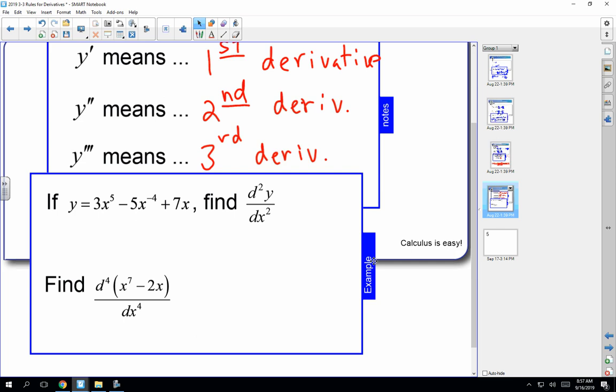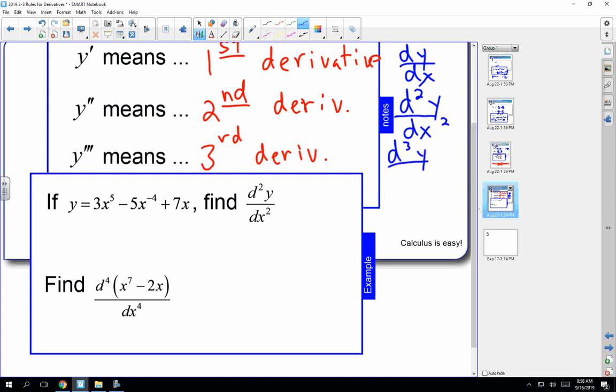Then also, the other symbolism we use, I should put that on here as well. So this, remember, is dy dx. Second derivative would be d2y dx2, and then third derivative would be d3y dx3. So that's the other symbol. Using, I guess, closer to the original notation that was used, where they replaced the delta with the d. This is the dy dx, d2y dx2, and d3y dx3.